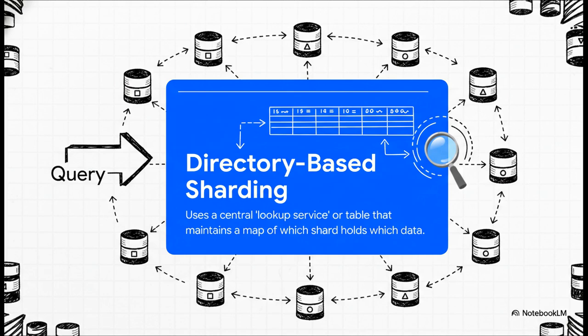And our final method is directory-based sharding. This one is interesting. It adds a middleman, a sort of traffic cop, into the system. You have a central lookup table whose only job is to act like a map or an address book. It keeps track of which piece of data lives on which shard.